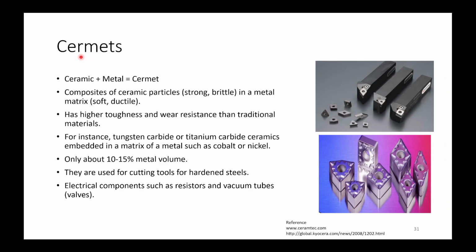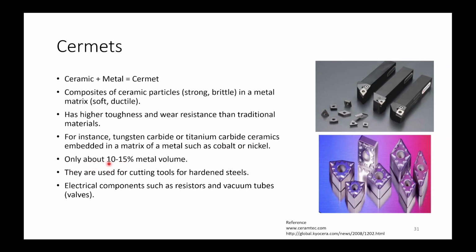Now another composite category is cermets. In this case, it is made using ceramic and metal. So cer and met, these initial words combine to make cermet. Now, these are composites of ceramic particles, which are strong and brittle, in a metal matrix, which is soft and ductile. Now it has higher toughness and wear resistance than traditional materials. For instance, tungsten carbide or titanium carbide ceramic are embedded in a matrix of a metal such as cobalt or nickel.